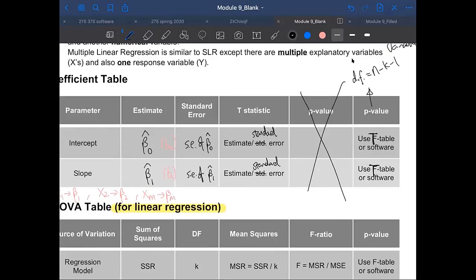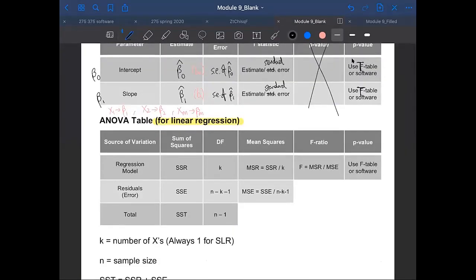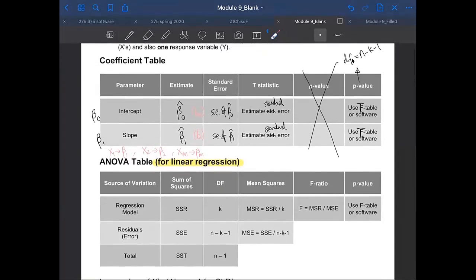If you were wondering what k is, if you go down this handout, you can see here that k refers to the number of x's. It is always 1 for simple linear regression because the number of x's we use for simple linear regression is always 1. Otherwise, we call it multiple linear regression, right? Great.